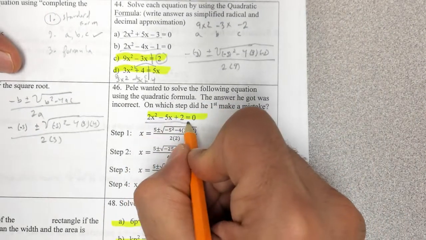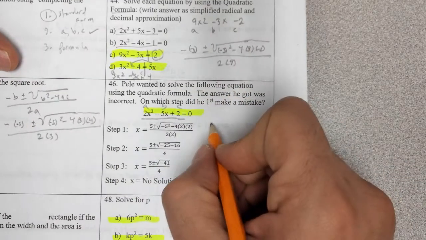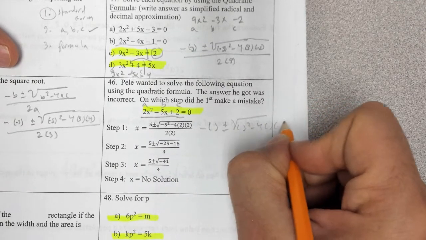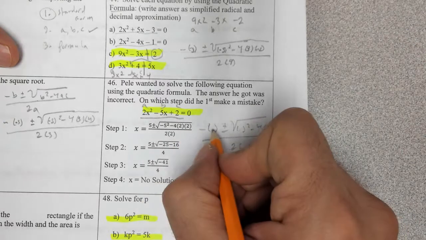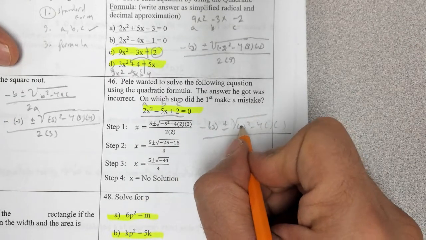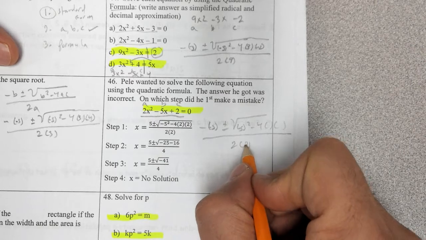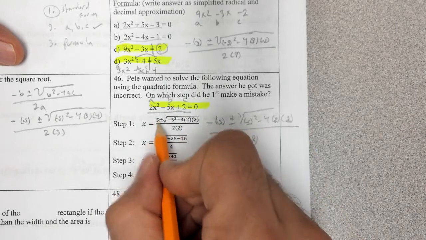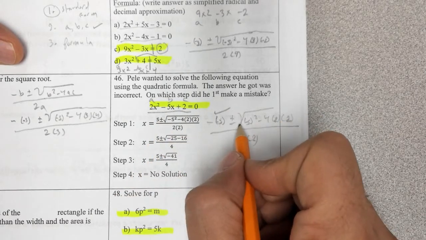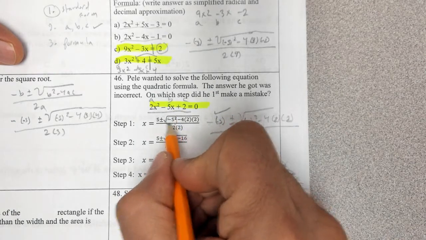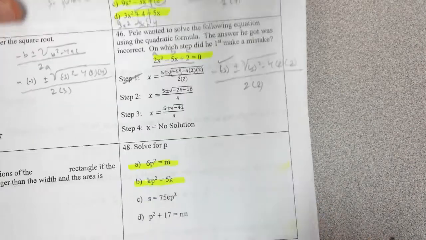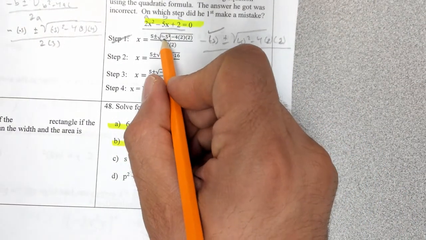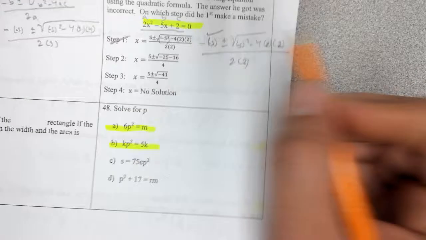Alright, so it is in standard form. This is a, this is b, this is c. Then you write down the formula, negative b plus or minus the square root of b squared minus 4ac all over 2a. b is negative 5. a is 2. c is 2. Alright, negative negative becomes positive 5. That's good. Here, they forgot the parentheses. So this is the mistake. Because if the parentheses were correct, this would be positive 25, not negative 25.